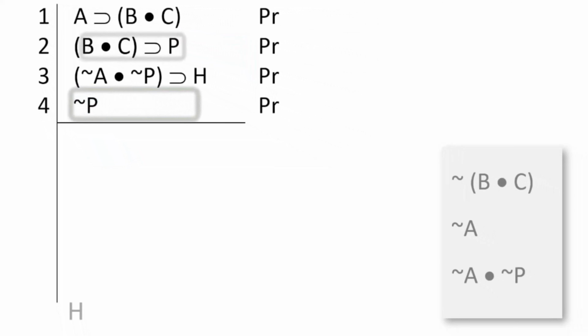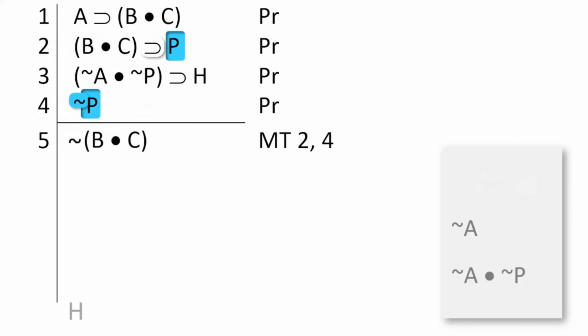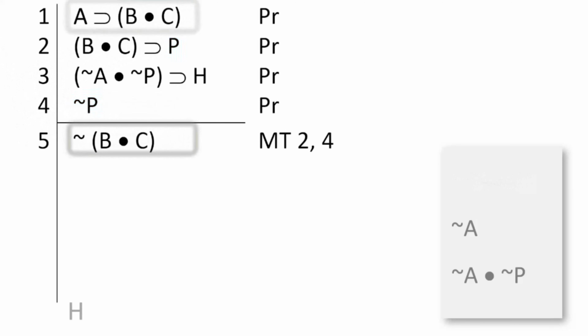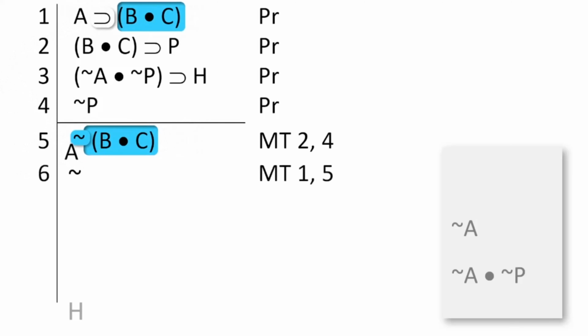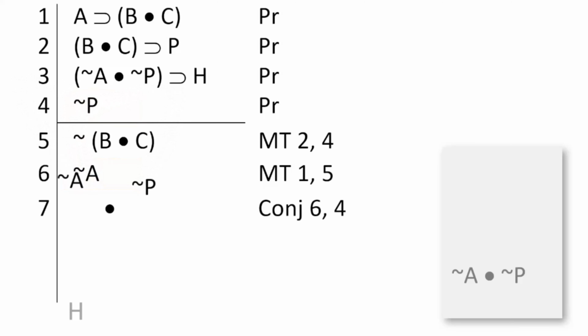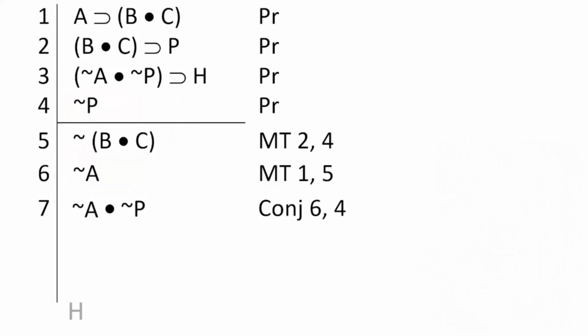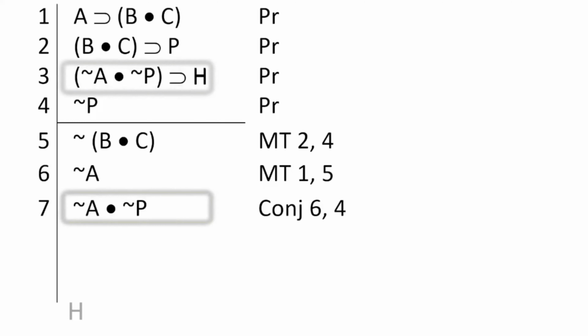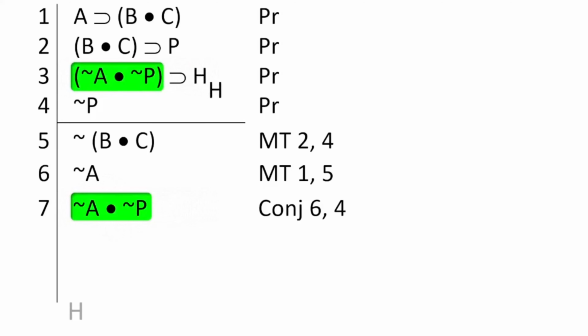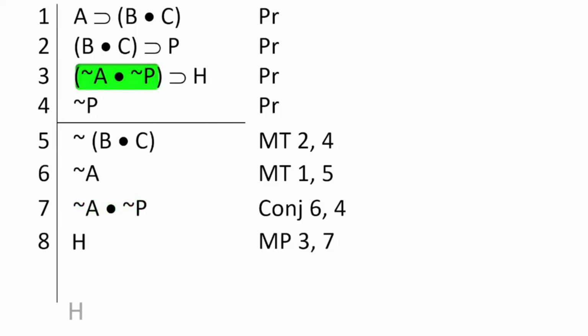Okay, we focus on lines 2 and 4. We have the negation of the consequent, so we can derive the negation of the antecedent. Our first sub-goal is achieved. Now we have the negation of the consequent of the conditional in line 1, so we can derive the negation of its antecedent, not A. And we wanted not A because we needed the conjunction, not A and not P, so we can now apply the conjunction rule. And recall that ultimately we needed that conjunction to apply Modus Ponens to get our conclusion H, which we can now do.